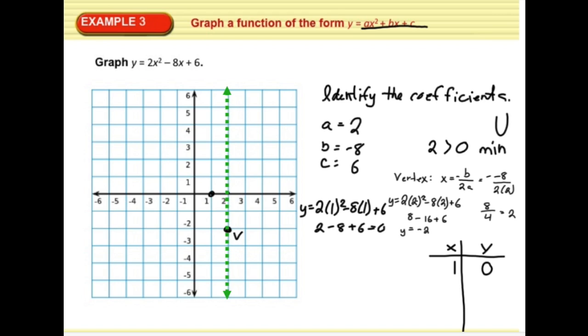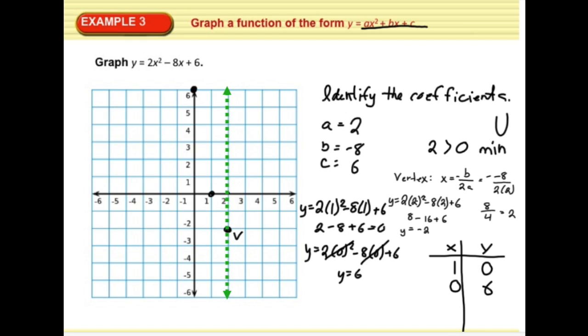What about when x is 0? Y equals 2 times 0 squared minus 8 times 0 plus 6. When x equals 0, 0 squared is just 0, 0 times 2 is 0. Negative 8 times 0 is 0, y equals 6. So when x is 0, y is 6.